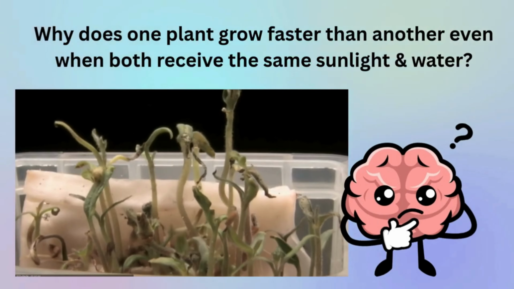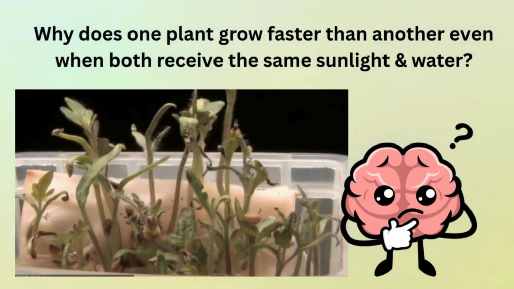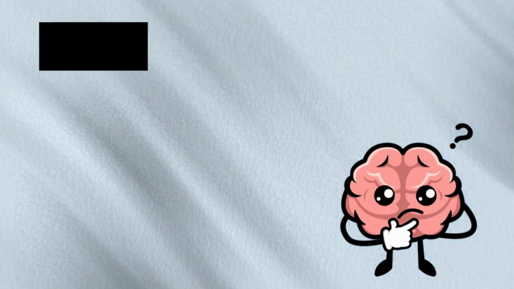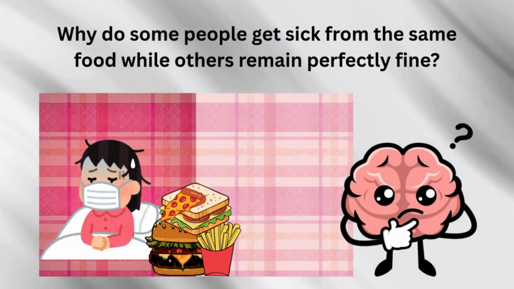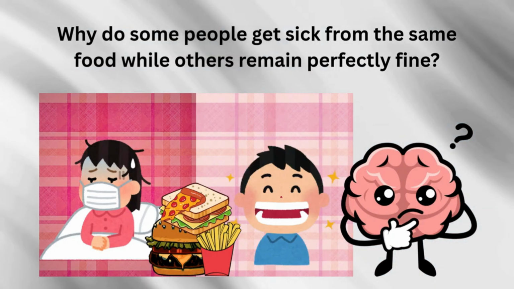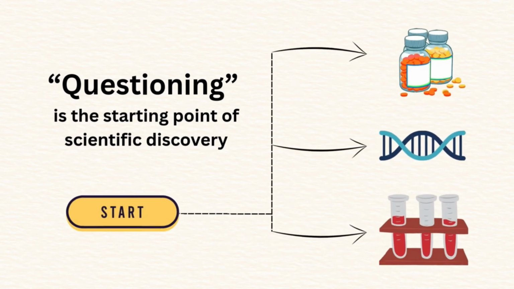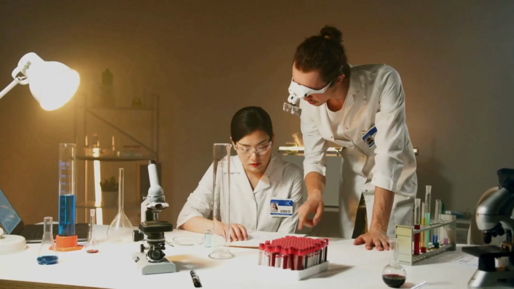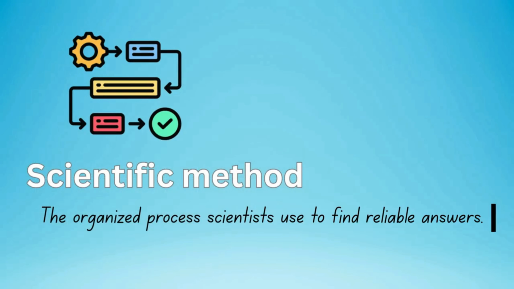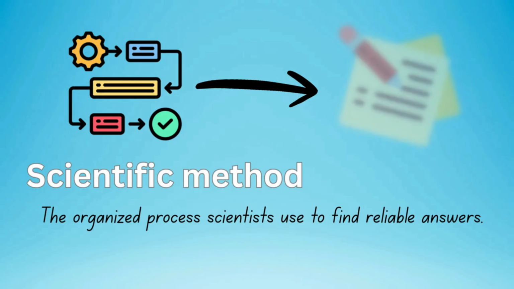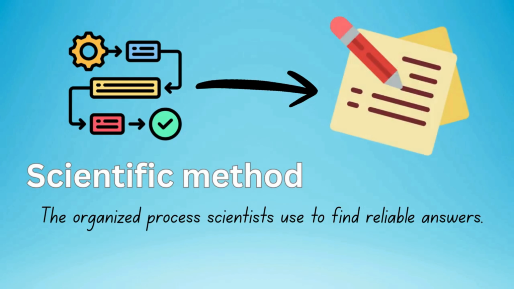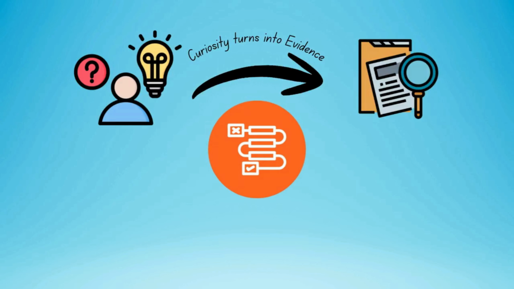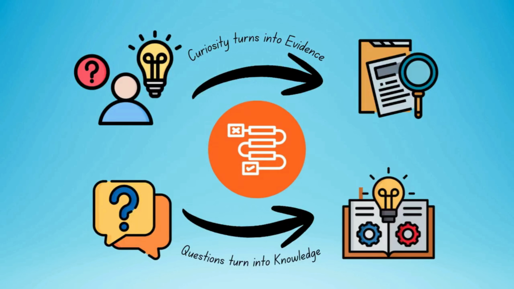Why does one plant grow faster than another even when both receive the same sunlight and water? Or why do some people get sick from the same food while others remain perfectly fine? Questions like these may seem simple, but they are the starting point of every scientific discovery. When scientists face such mysteries, they don't guess, they investigate. The organized process they use to find reliable answers is called the scientific method, and it is the foundation of biology. Through this method, curiosity turns into evidence and questions turn into knowledge.